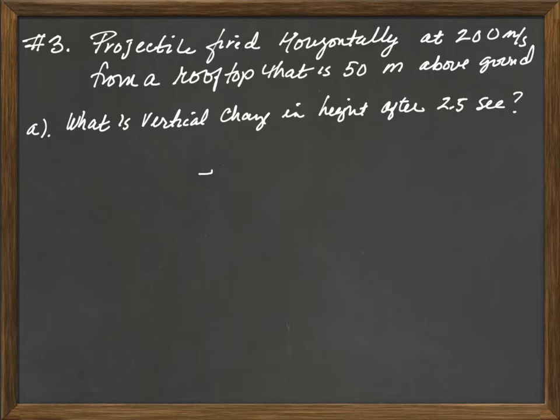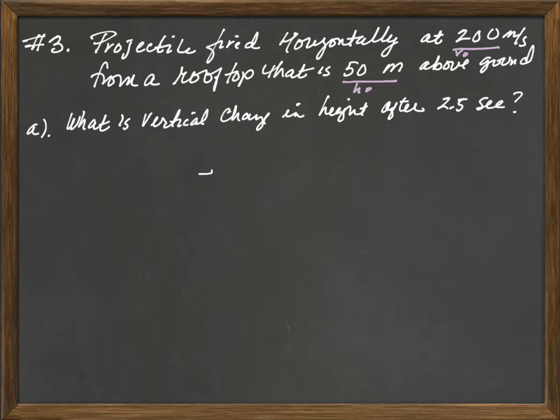Number 3 is about a projectile that has been fired from the rooftop of a building that's 50 meters high, and it's shot with an initial velocity of 200 meters per second. So V naught, and here's H naught.